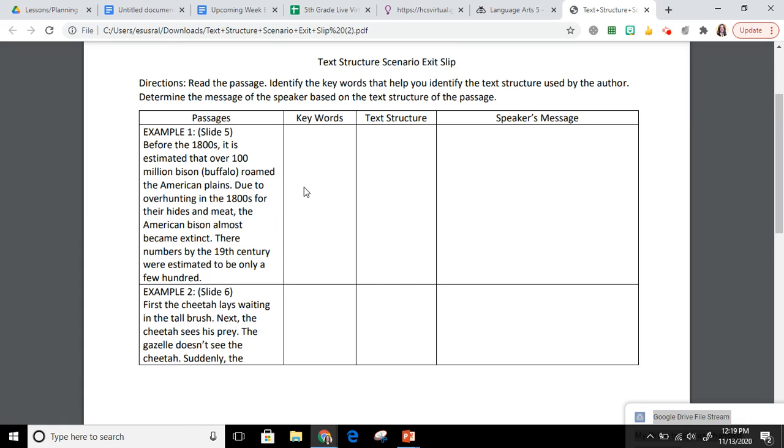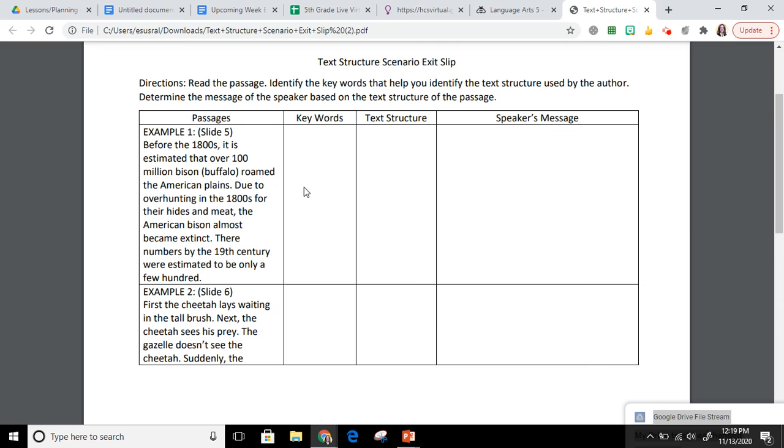So that's what you're going to be doing for example 2, 3, and 4. I just did number 1 for you. Pull out those keywords, identify what the text structure is, and then what are you learning from that passage because it's organized in that specific text structure.